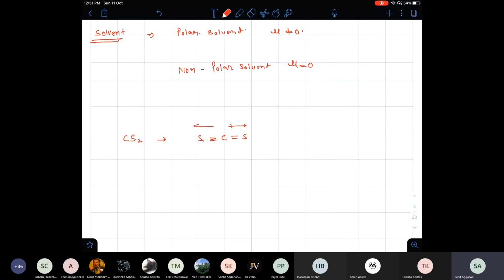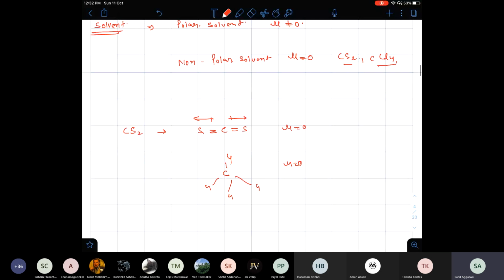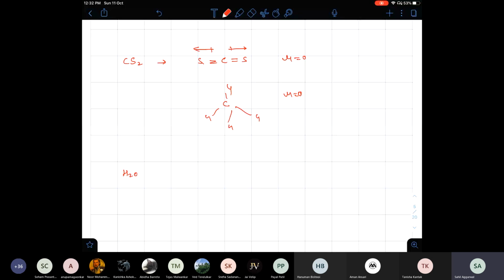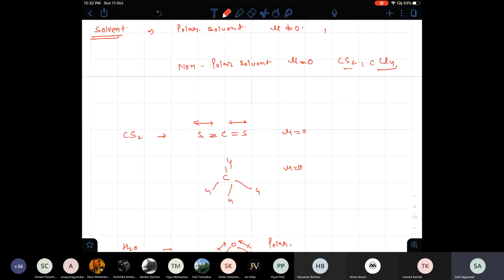More electronegative. Vector gets cancelled out. So CS2, CCl4, these are mainly all non-polar solvents. Water is a polar solvent.